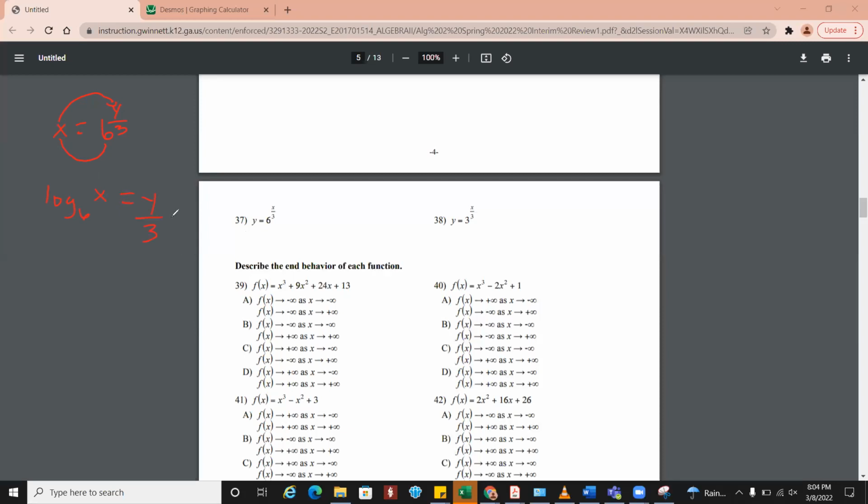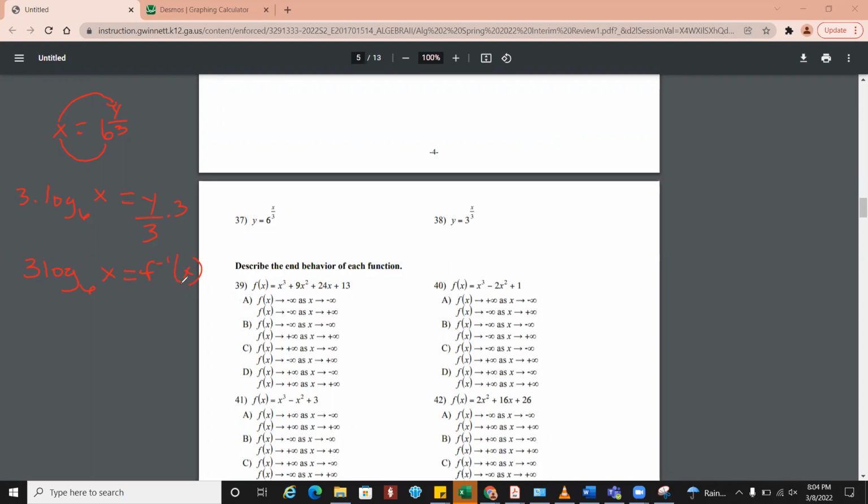I still want y by itself. So I'm going to multiply by 3 on both sides. So my final answer is going to be 3 log base 6 of x equals the inverse function of x.